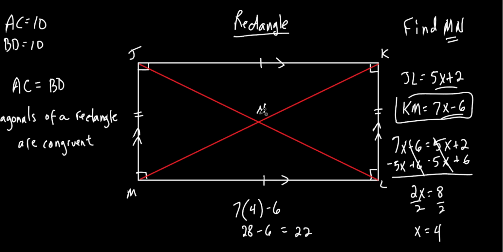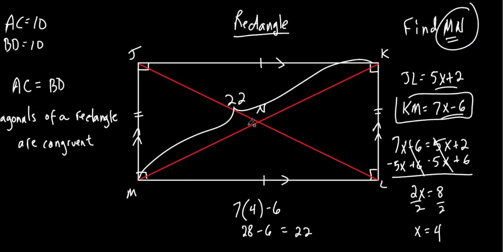Does that mean MN is 22? No. Look, what's 22? The whole thing is 22, isn't it? All right. But what am I looking for? Half of 22, which is 11. Let's put it down so that you see where you got it from. All right. So MN is 11.